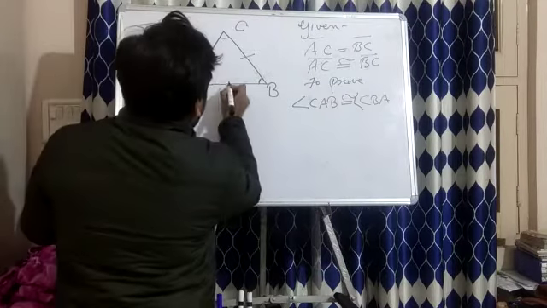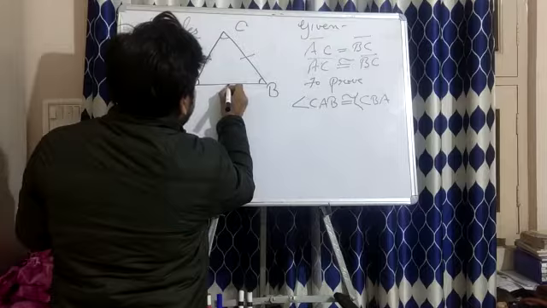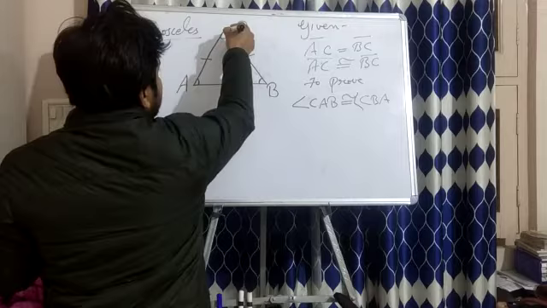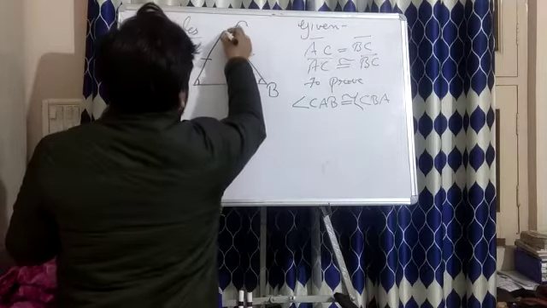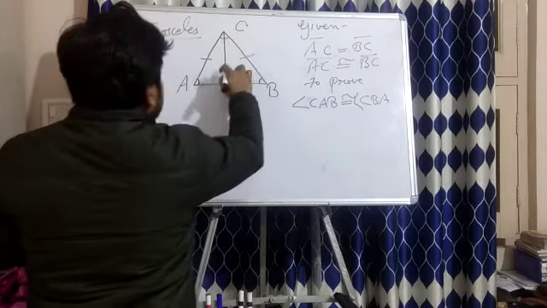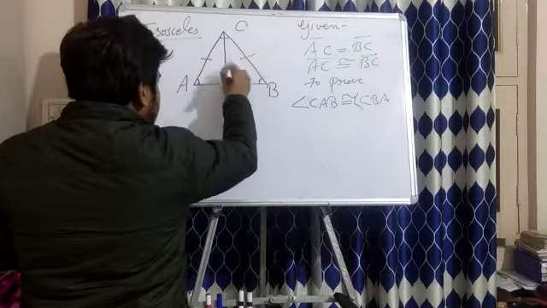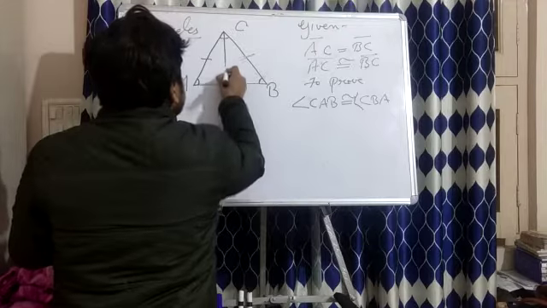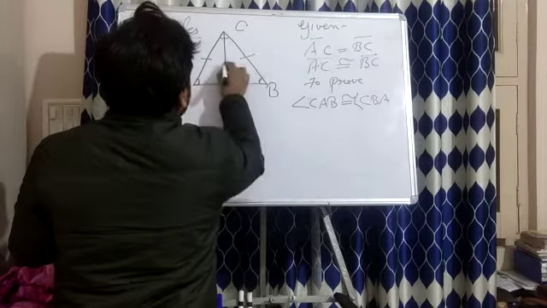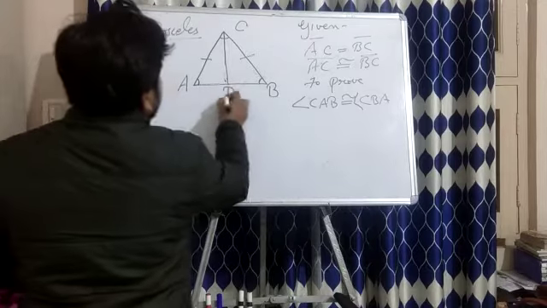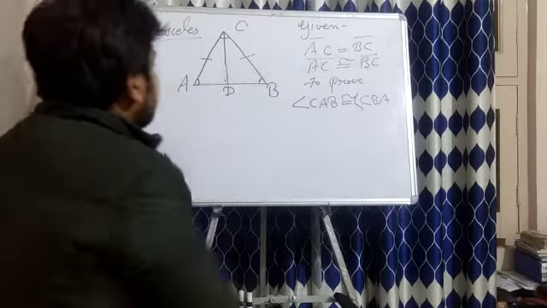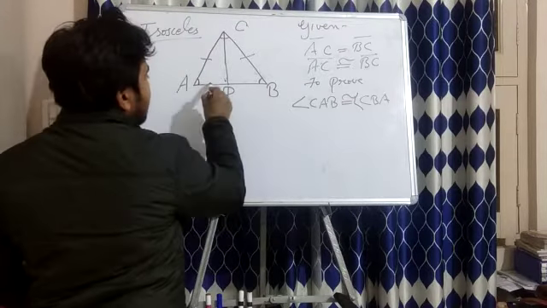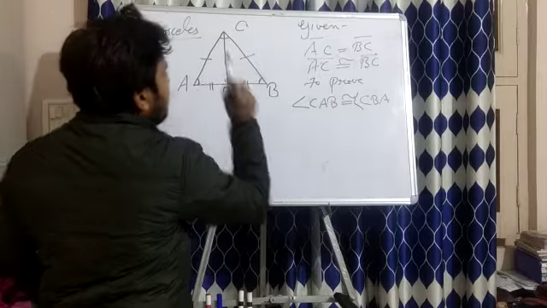Find a point which is the midpoint of AB, and join the vertex C with the midpoint of AB. Let's call this point D. Now we know that D is the midpoint, therefore the distance from A to D and the distance from B to D will be equal, so AD will be equal to BD.